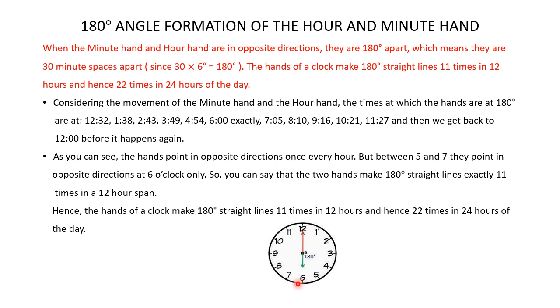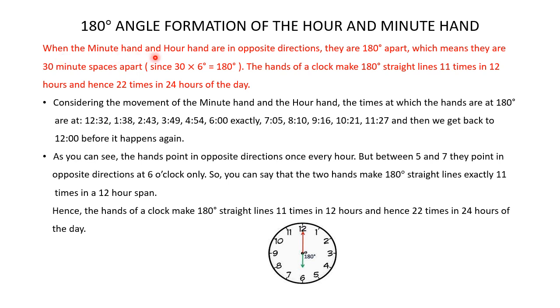Now, because of this, the two hands point in opposite directions and make 180-degree straight lines exactly 11 times in a 12-hour span, not 12 times. So, the hands of the clock make 180-degree straight lines 11 times in 12 hours. Now in a day there are 24 hours. So in 24 hours they'll make 180-degree straight lines 22 times.